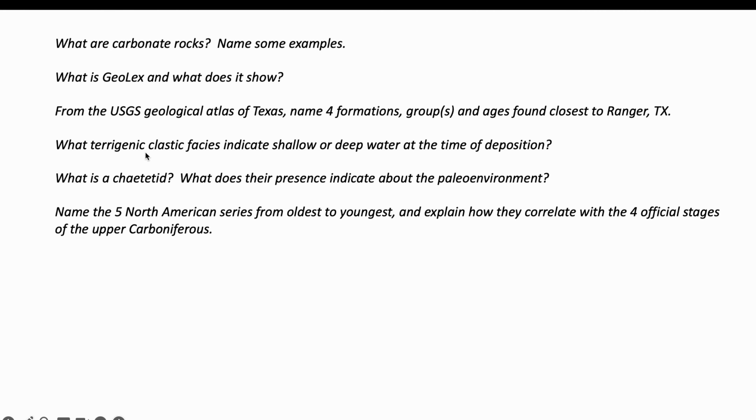Terrigenous, that means derived from the land. Oh, clastic, that means broken down rock that used to be part of the land. Facies, that means a kind of rock which has been formed, particularly in this case sedimentary rock. And so, unpacking those terms, what do you expect from shallow water and deep water? What would a shallow water facies look like?